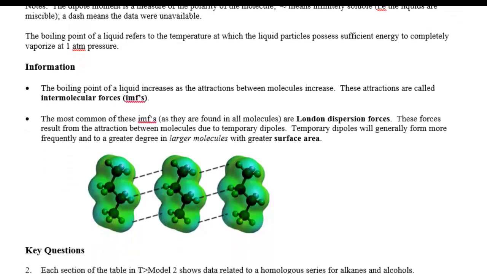First of all, under the information, we have that the boiling point, of course, increases as the force of attraction between molecules increases. And these forces of attraction we can call the intermolecular forces. We can also see that the most common intermolecular forces are the London dispersion forces. Now, although they are the most common, these are perhaps the hardest forces to understand.